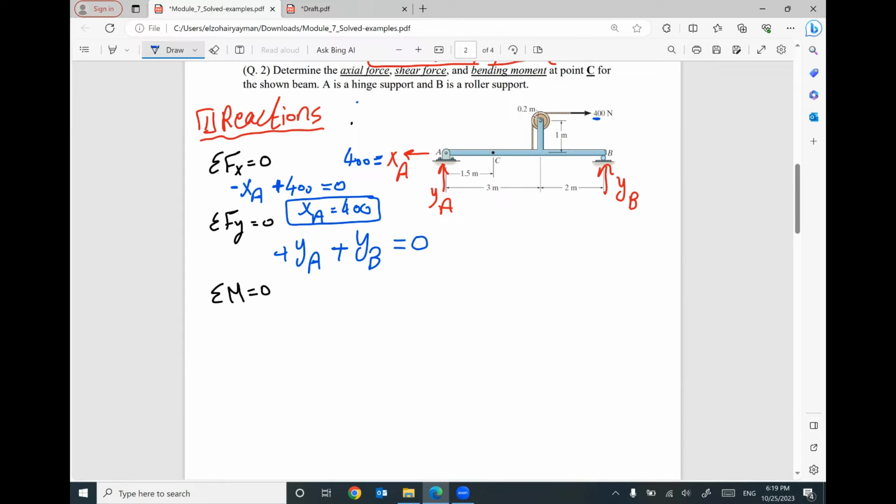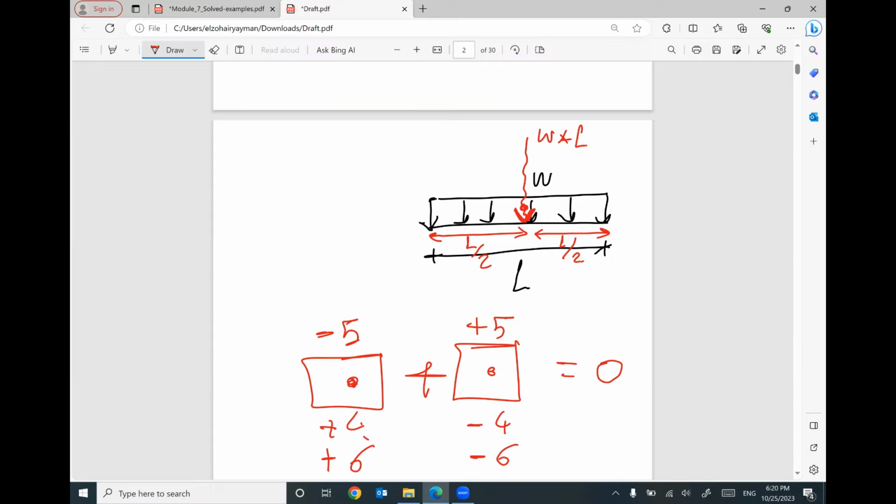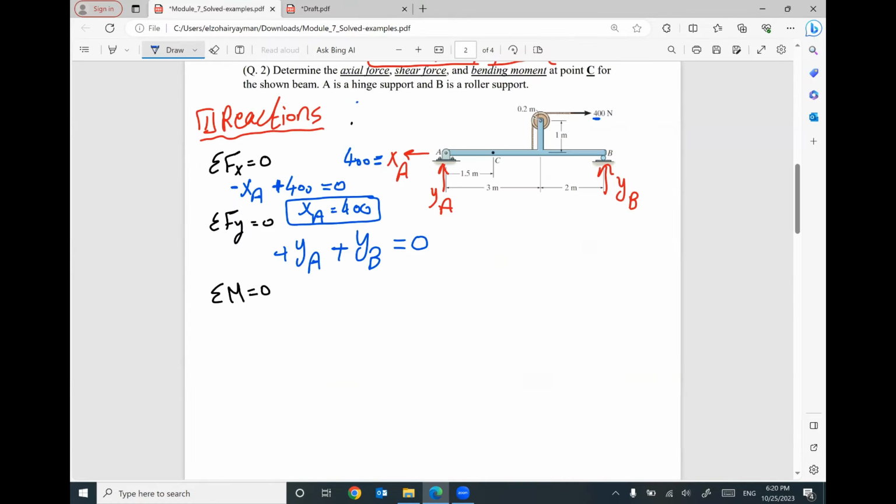I don't have any force given in the y direction except the two reactions. That's fine, but I cannot say both of them equal 0. If you have a number plus another number equals 0, I cannot say this one is 0 and this one is 0, because maybe this one is negative 5 and this one is positive 5, or positive 4 and negative 4, or positive 6 and negative 6. What I can say mathematically is only YA plus YB equals 0.